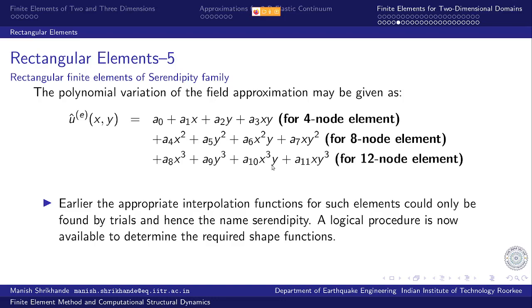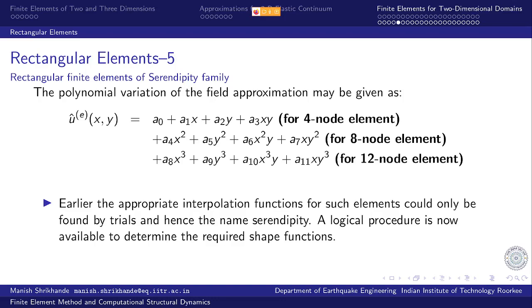And in the global assembly that will add up to a very large number, because these 8 variables would not be common with any other element, so they would be directly adding to the problem size. So that's a considerable saving. And earlier the appropriate interpolation functions for such elements could only be found by trial and error, and hence the name serendipity. A logical process is now available to determine the required shape functions.